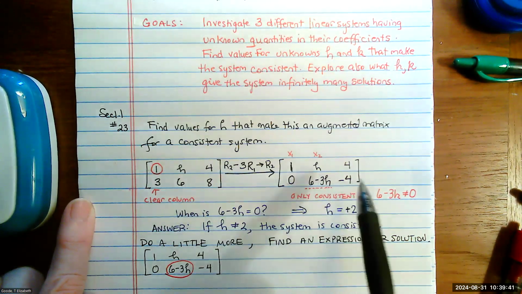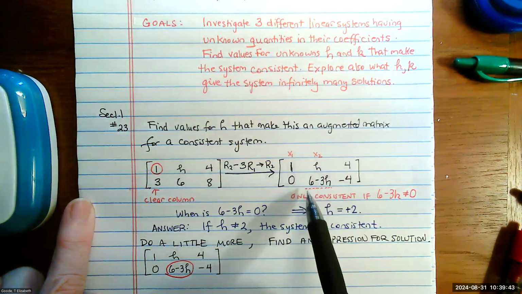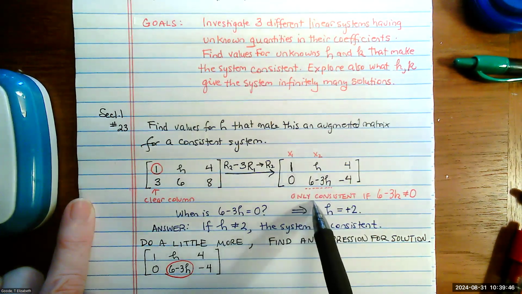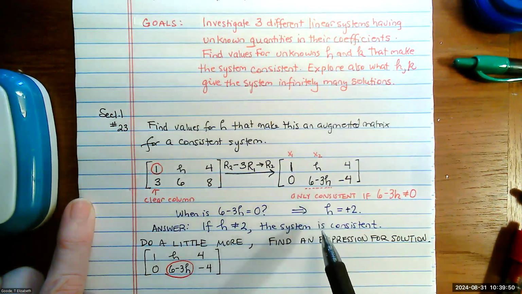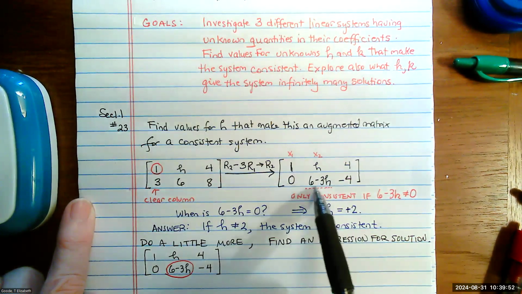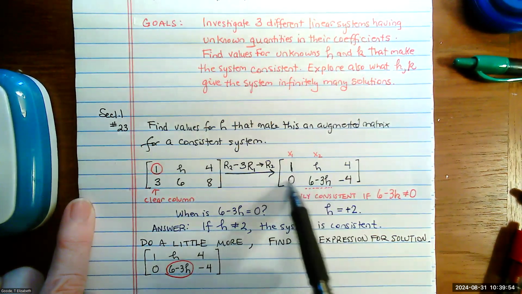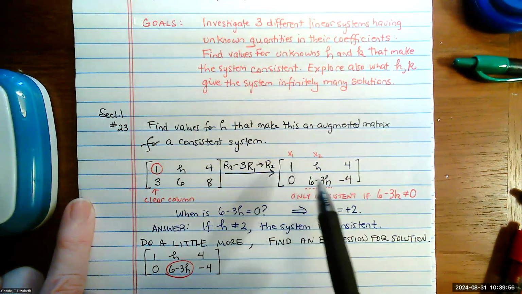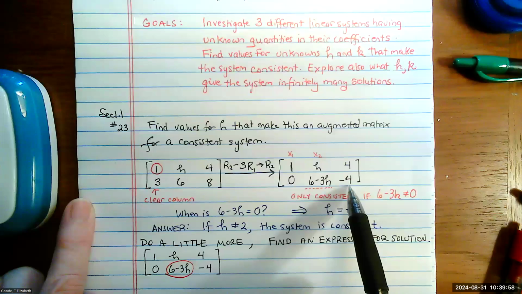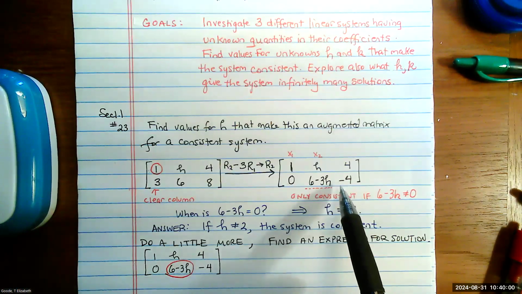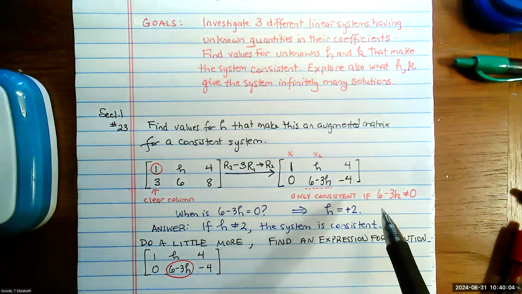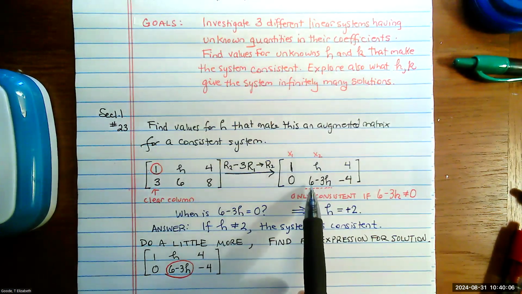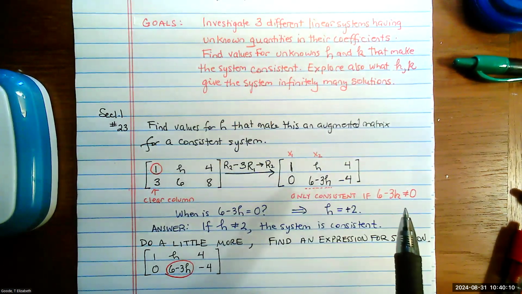So we can already see that this system will only be consistent if this quantity is not 0. If this quantity was a 0, then we would have a row where 0x1 plus 0x2 equals negative 4. In other words, we would have an equation that says 0 is equal to negative 4. We know that's impossible.